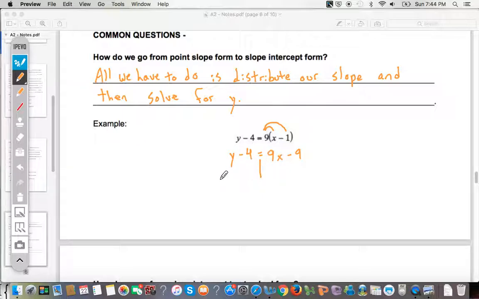So I'll make my t-chart. I'll add 4 to get rid of this -4, which means I have to add 4 over here. So these cancel, so I'm left with y equals 9x, and -9 plus 4 is -5. So we went from a point slope form equation to a slope intercept form equation, just like that. y equals mx plus b. Great.